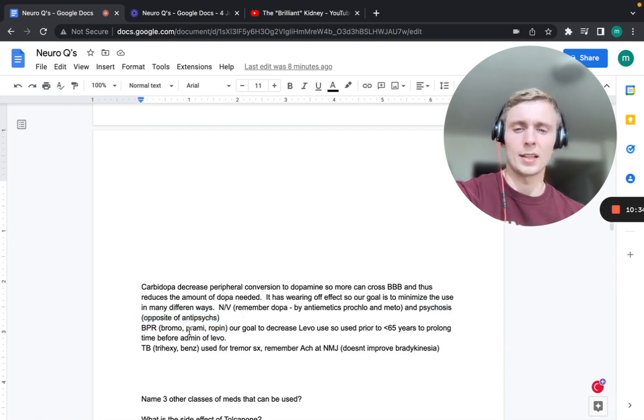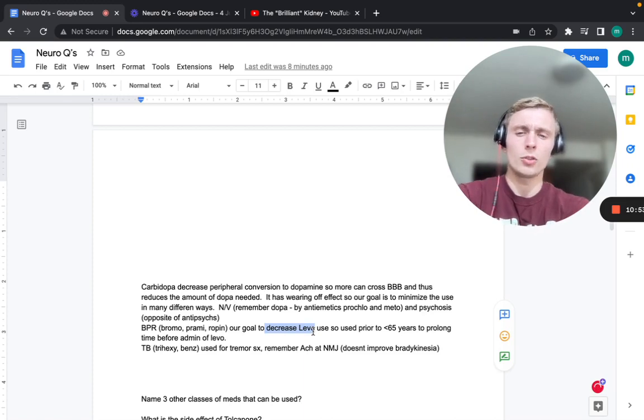And the dopamine agonists are going to be BPR, that's how I remember them. BPR: bromocriptine, pramipexole, and ropinirole. And again, our goal is to increase dopamine by decreasing the use of levodopa, carbidopa. So you want to use dopamine agonists if they're less than 65 to prolong the time before we actually start the levodopa, carbidopa.